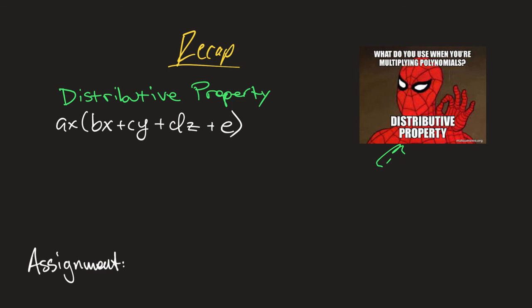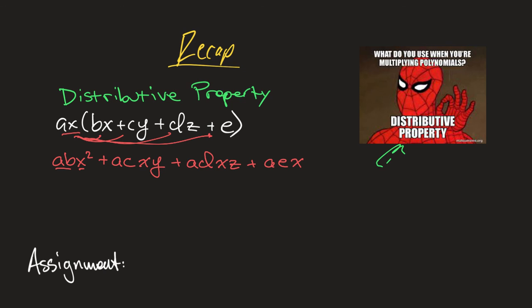These are my variables. When I distribute this ax through this 4-term degree 1 polynomial, and it could be any number of terms, any degree polynomial on the inside, it does not matter. I multiply the coefficients together, and then I multiply the variables together using the exponent rules that we have learned. So you see a times b is right here, a times c is here, a times d is right there, and then a times e is here. And then I'm just multiplying the variables, x times x, x squared, x times y, x times y, x times z, x times z, x times the constant, and it's just x to the first power.